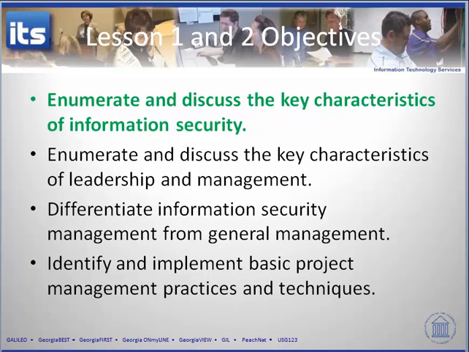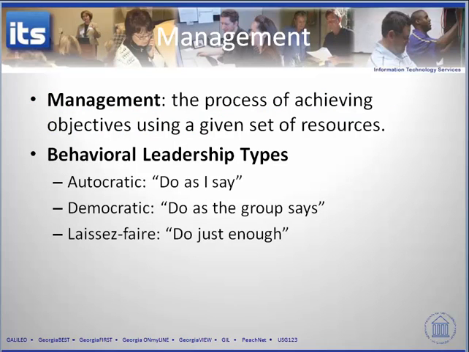So this class we're going to focus on the next three, and that is these ideas of leadership and management and security management and project management. And we're going to do it at the very basic level. So management's going to be this idea that we've got some process of achieving objectives using a set of resources. And now if you look at leadership as it applies to this, I've got three different models out there. And of course, no one leader is just purely one of these three. Typically, you're a mix in between. But maybe one of these three may be dominant within a particular leader.